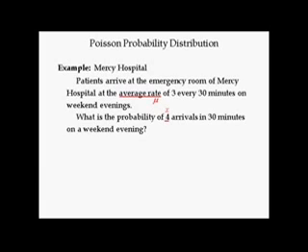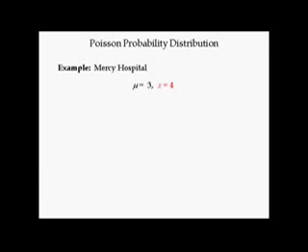What is the probability of 4 arrivals in 30 minutes on a weekend evening? 4 is the number of occurrences denoted by the letter x. The value of x always follows the phrase, what is the probability? Mu is equal to 3 and x is equal to 4. Plugging these into the Poisson probability distribution function, f of 4 is equal to 3 raised to the power of 4 times the natural number e raised to the negative 3, divided by x factorial, in this case 4 factorial, which is equal to 0.1680.